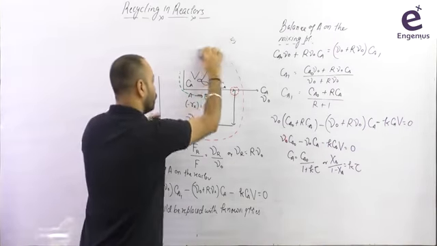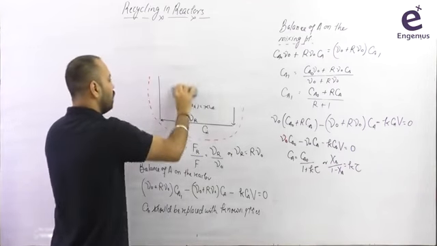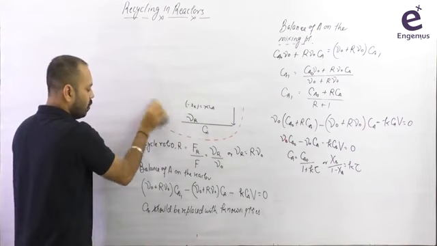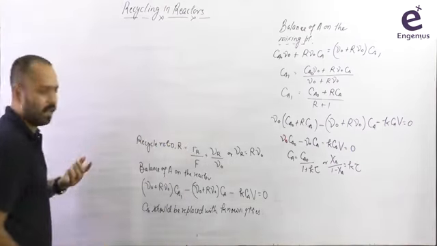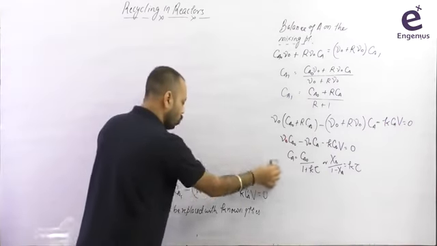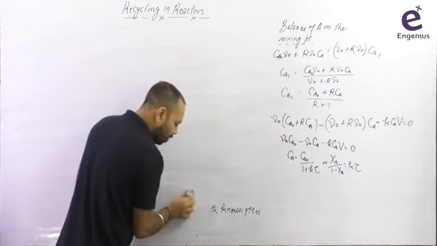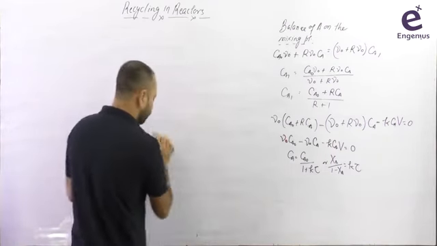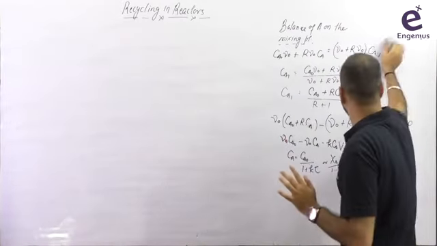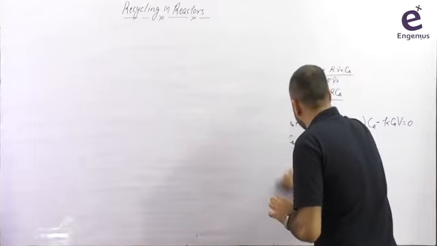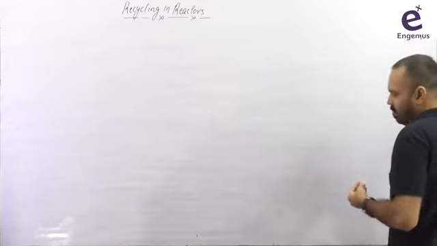So generally, if there is a question and it says that there is a recycle reactor, the first thing that should come to your mind should be that it must be a PFR with recycle, because there is no meaning of recycling in a CSTR, logically also, conceptually also, and mathematically also. Because I already told you that there is infinite mixing. And what is the purpose of recycling? The purpose of recycling is to increase the extent of mixing. Recycling increases back mixing, right? That is the purpose.